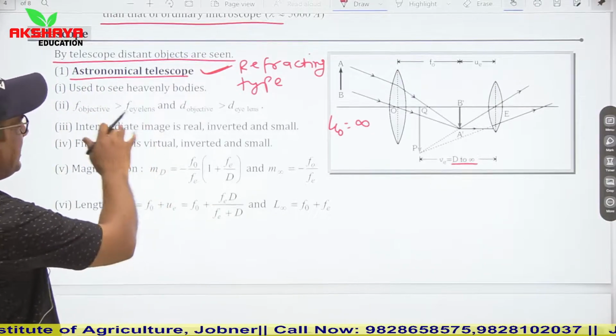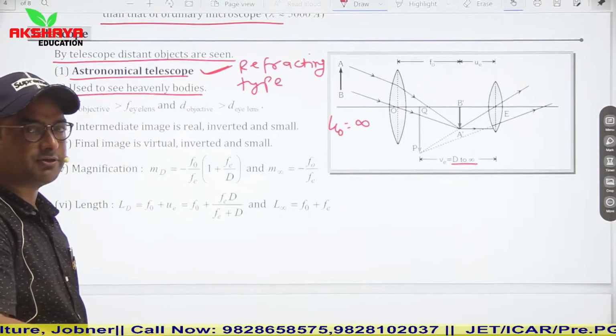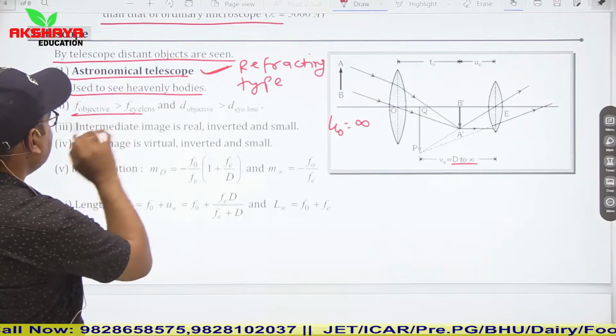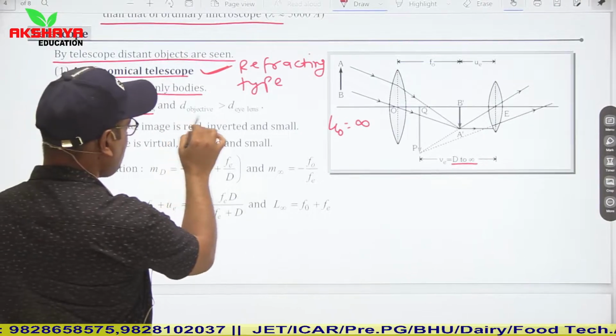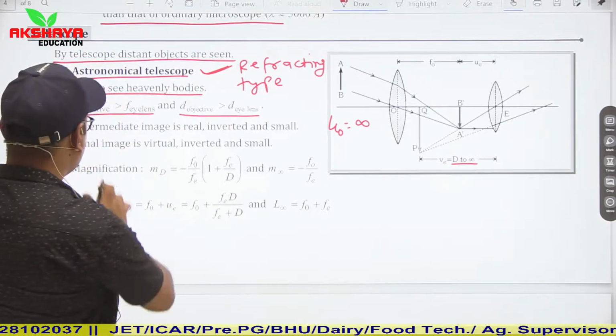Then let us have a look. Used to see heavenly bodies, or we can say distant objects. We can clearly see that the focal length and aperture of the objective lens are greater than those of the eye lens.